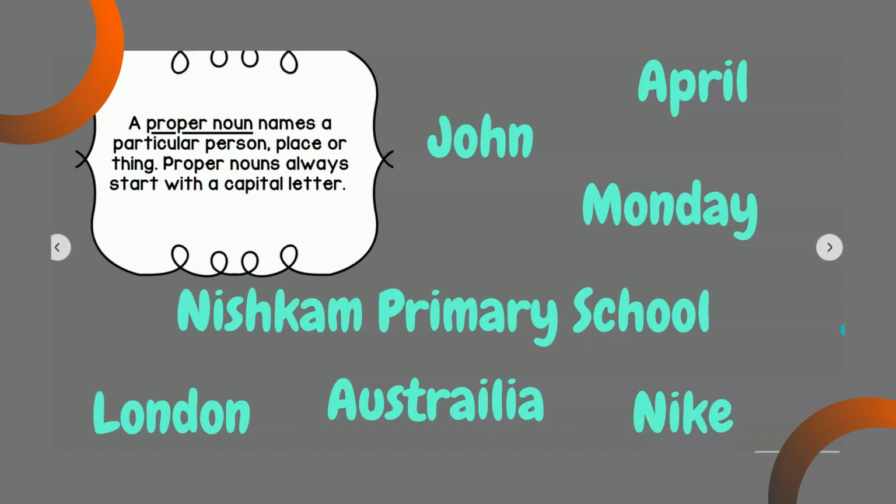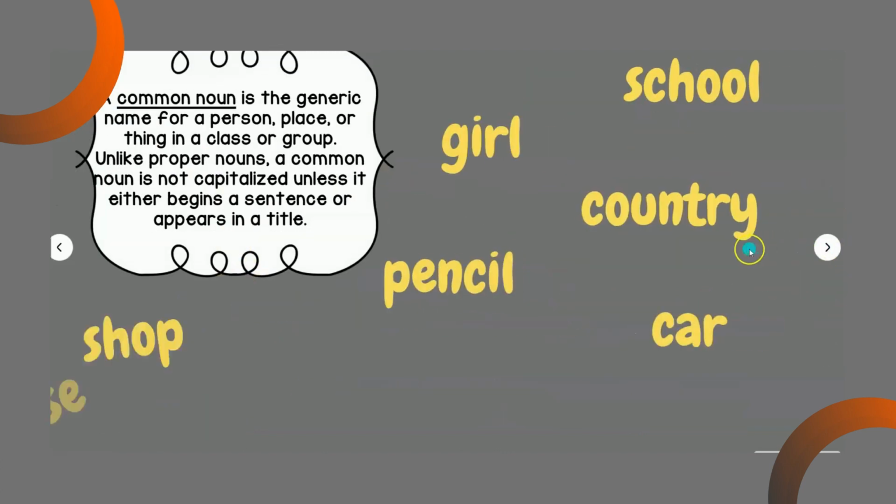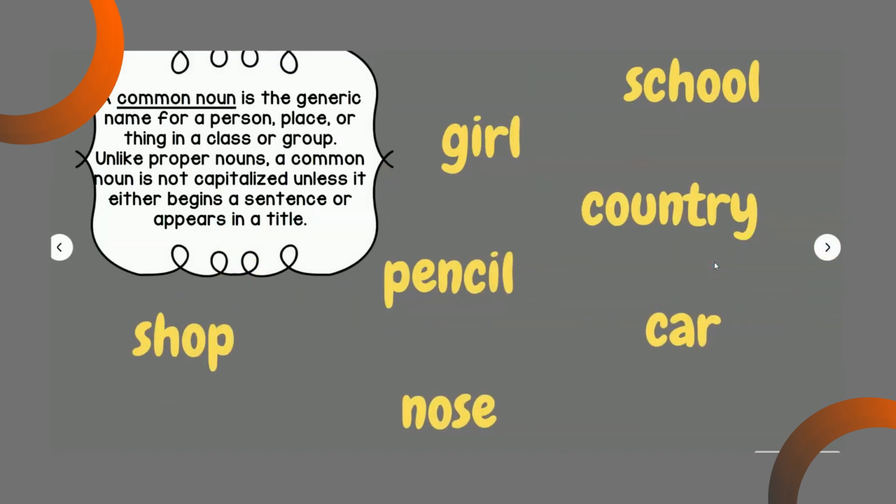Okay, so that's the first type of noun. So they need capital letters, they're very important, and yes, you just need a capital letter. That's the best way to remember what a proper noun is. The second type of noun is something called a common noun.